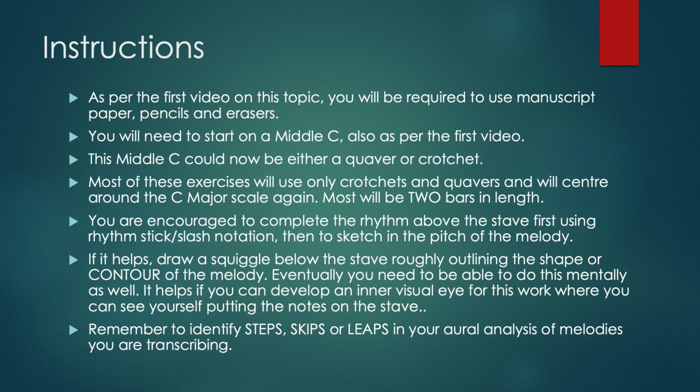You are encouraged to complete the rhythm above the stave, first using rhythm, stick or slash notation, then to sketch in the pitch of the melody. If it helps, draw a squiggle below the stave, roughly outlining the shape or contour of the melody. Eventually, you need to be able to do this mentally as well. It helps if you can develop an inner visual eye for this work, where you can see yourself putting the notes on the stave. Remember to identify steps, skips or leaps in your oral analysis of melodies you are transcribing.